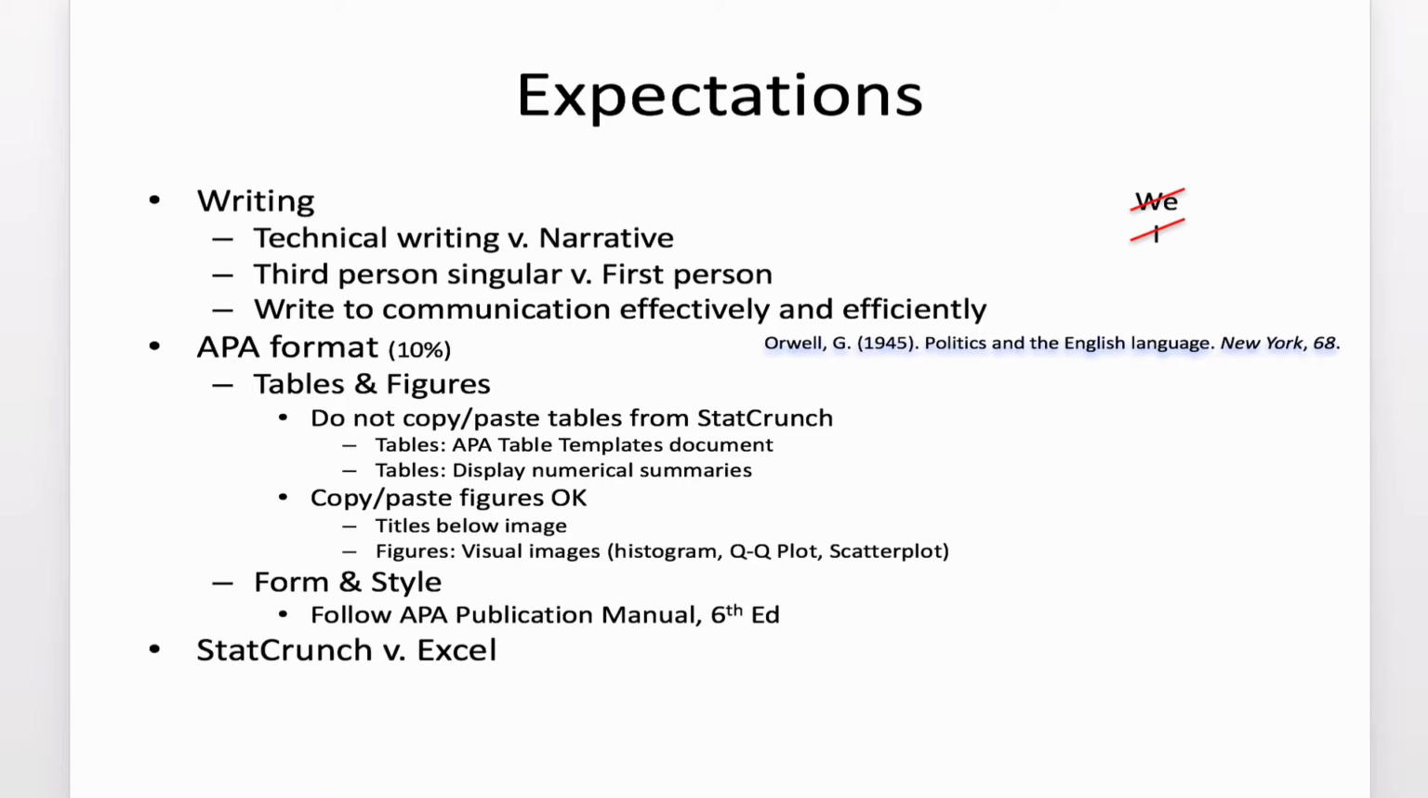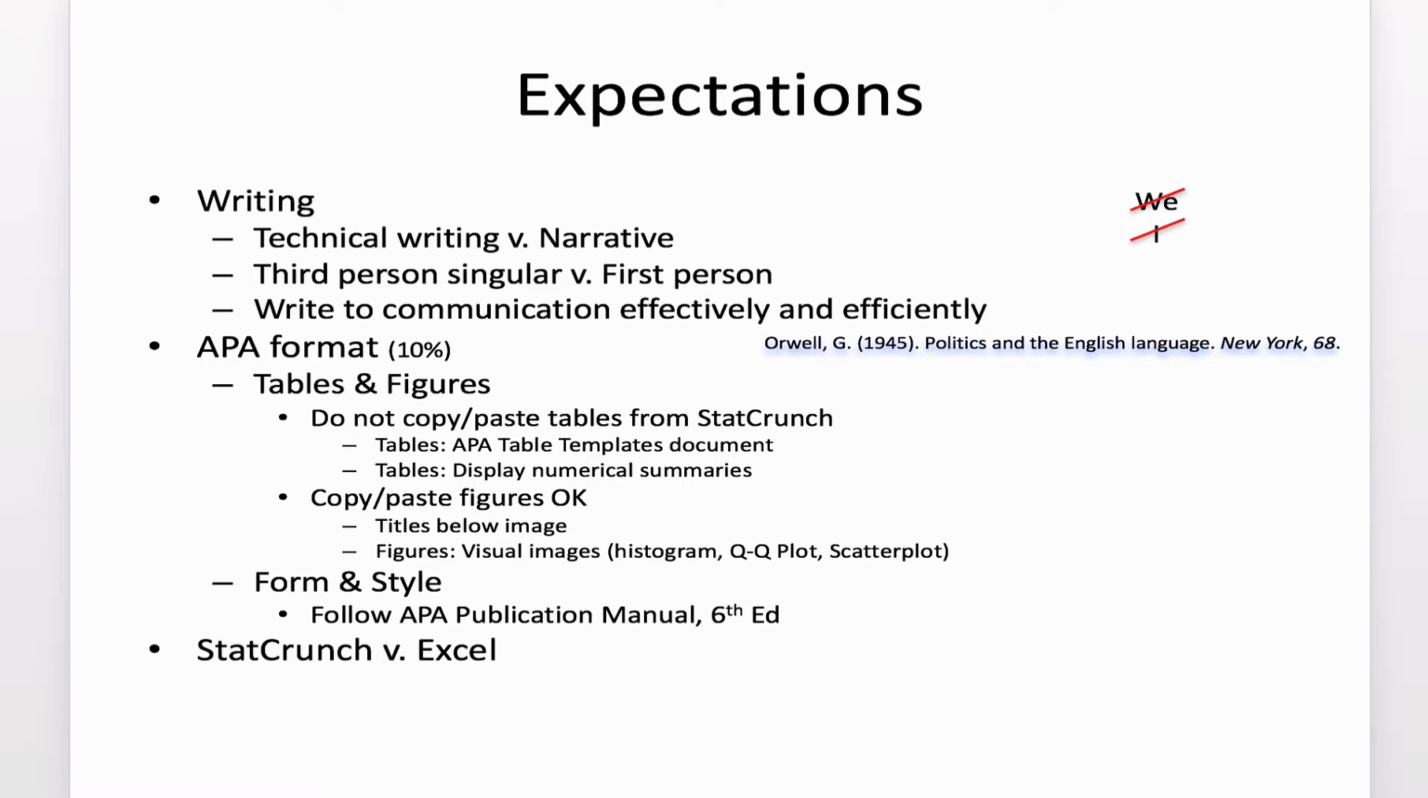All of your tables and figures must be in APA format. Do not copy and paste tables from StatCrunch. They are not APA compliant. Use the APA table templates document and copy and paste the table from there, and then put your numeric summaries inside of that table. You can, however, copy and paste figures from StatCrunch. Figures are things like histograms, QQ plot, scatter plot. They're images. They're not numerical summaries. Those are tables.